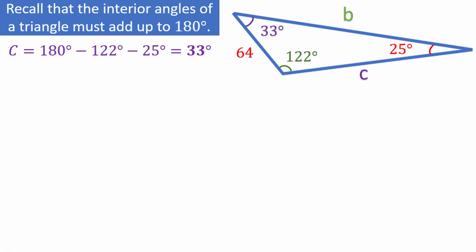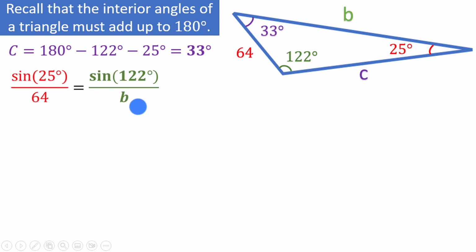At this stage, we can solve for the missing side length c and b using the law of sines. I don't really refer back to the formula when using the law of sines. I just remember that sine of any angle divided by the side opposite of that angle will be equal for any triangle. So what we need to do is pick an angle where we know the side opposite. In this case, we know 25 degrees and the side opposite, which is 64. Then we need to pick another angle where we don't know the side opposite. In this case, either the 122 degrees and the b, or the 33 degrees and the c. I'm going to choose to start with the 122 degrees and the b.